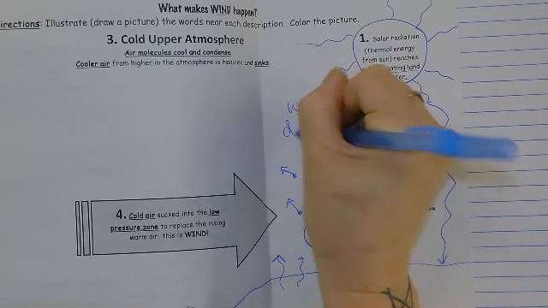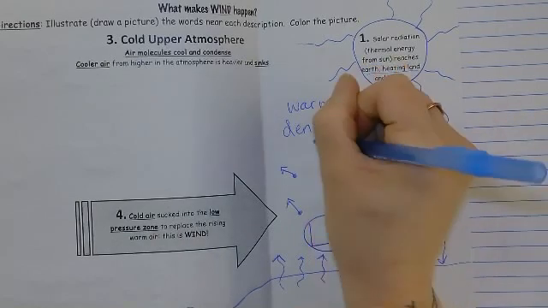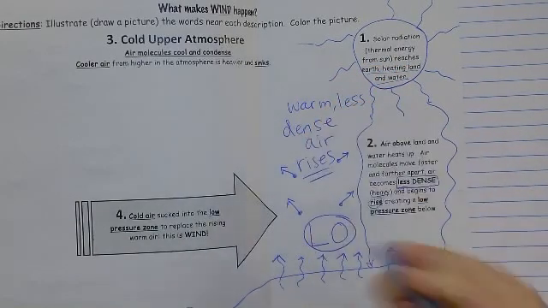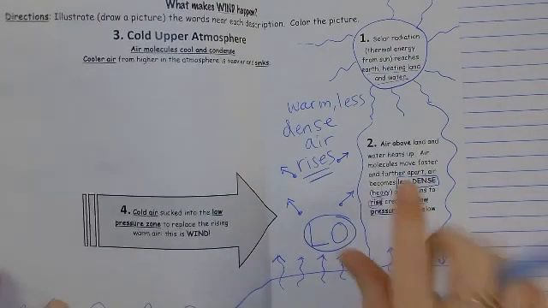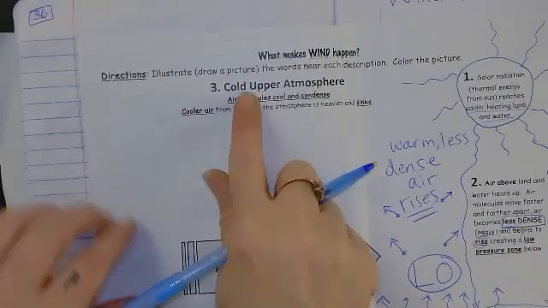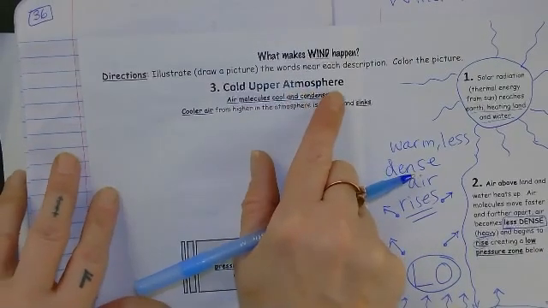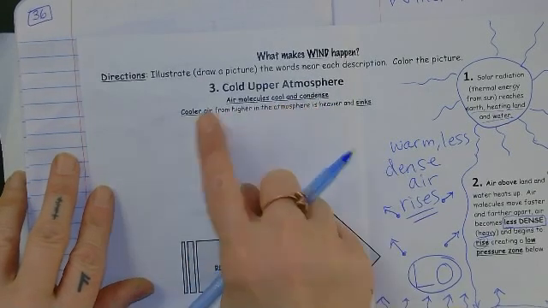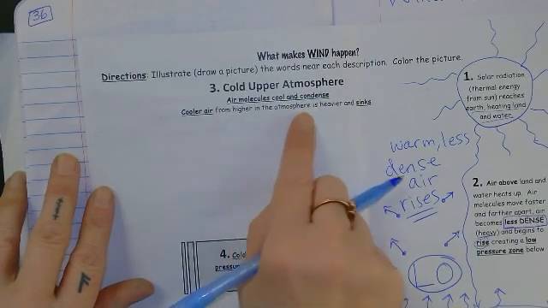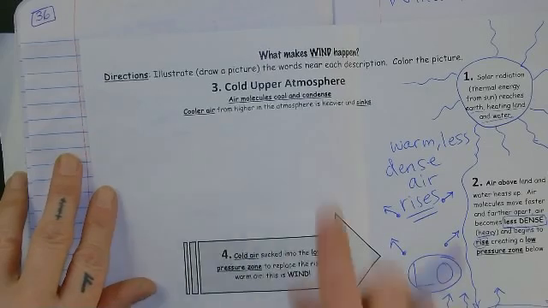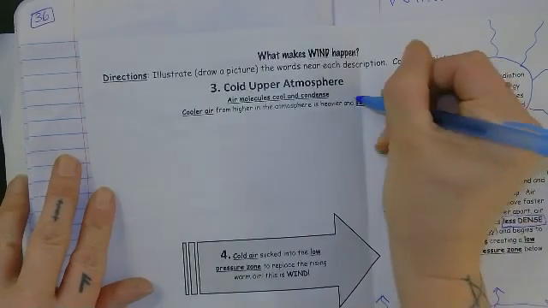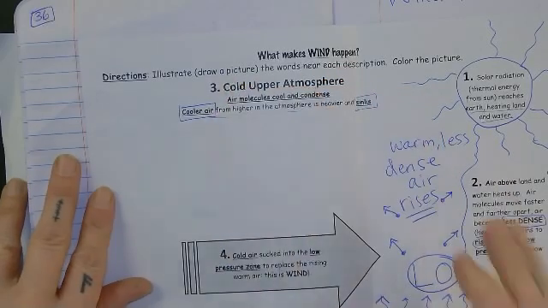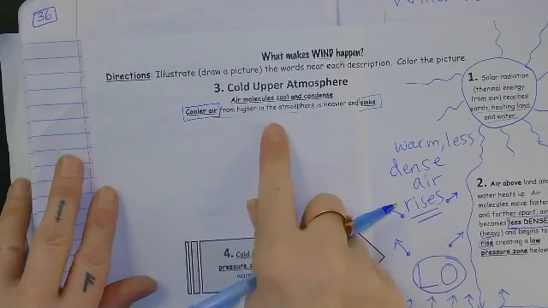So let's go ahead and just say warm, less dense air rises. Okay, so we've got our air rising. Now let's move on up to number 3. It says cold upper atmosphere. So way up high, it's very, very cold. Air molecules cool and condense. Cooler air from higher in the atmosphere is heavier and it sinks. So we're going to go ahead and make some air sinking.